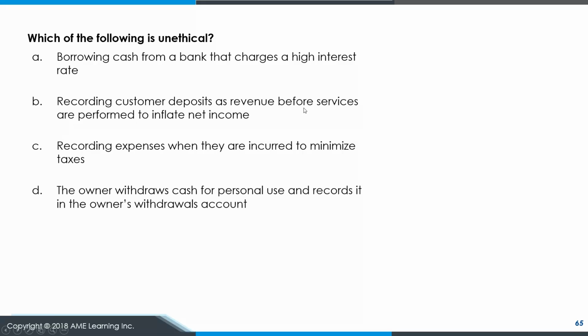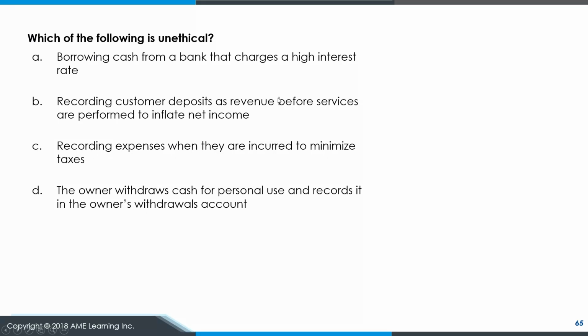Recording customer deposits as revenue before services are performed to inflate net income. Yeah, I think that one sounds pretty unethical, right? Remember, when we record a customer deposit, it's supposed to be recorded as a liability called unearned revenue because we have not yet earned that money. Technically it is the customer's money. It's not net income yet because it's a liability, not revenue. But we could, as the accountant, not record it correctly and record it as revenue in order to make the business look better. And so that would be an unethical act.